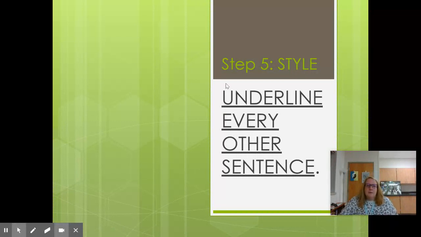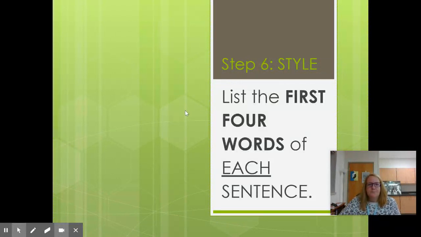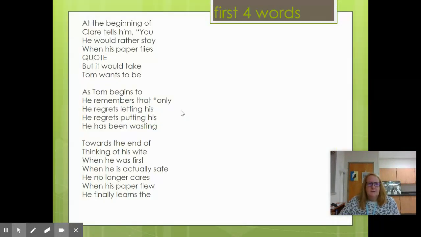Okay. Style is the next thing you're going to look at, your writing style. You're going to underline every other sentence. And yes, again, I know this is time consuming. And then you're going to list the first 4 words of each sentence. So here's an example. You could just put "quote." You really shouldn't have very many sentences that begin with a quote, if any, because they should be embedded into your own sentence, like this one here.